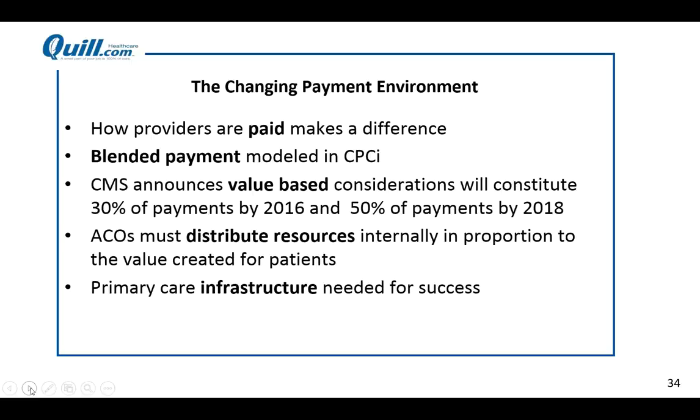ACOs theoretically take in a global payment and then distribute that according to how the value is created. So if the ACO distributes the resources internally the same way they're distributed now, we can't expect different results. So I really think that that's a key issue.